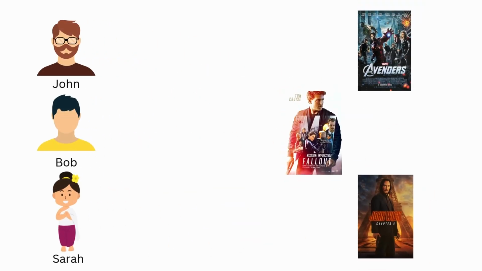So here goes. Okay, so this is my own personal example for explaining how collaborative filtering works. I found this useful, so hopefully you find this useful as well. So imagine that we have these 3 users: John, Bob, and Sarah. And we have these 3 films on the right: Marvel's Avengers, Mission Impossible, and John Wick.